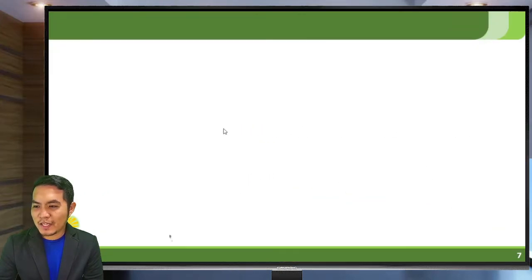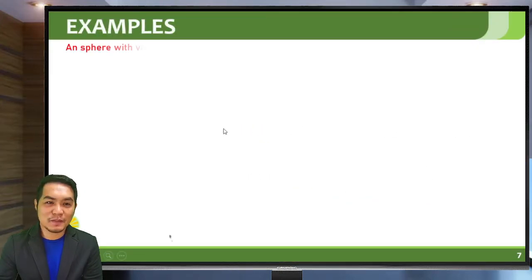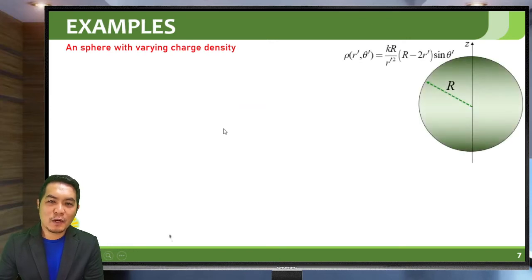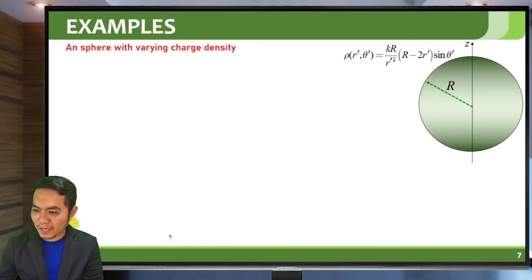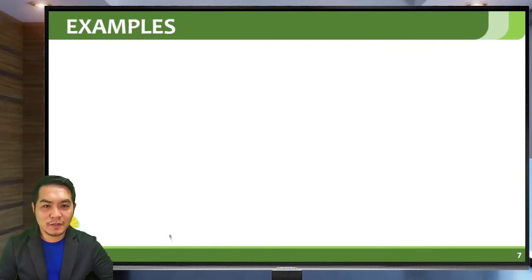Okay, so let's have an example. So here we have a sphere with varying volume charge density inside the sphere. So actually its volume charge density depends on r prime and theta prime. So we are now, take note, I'm just gonna go back.